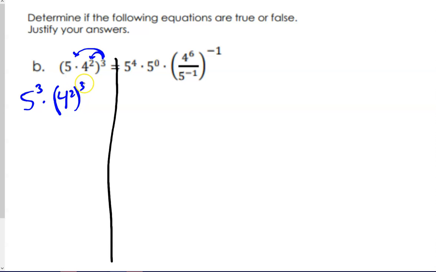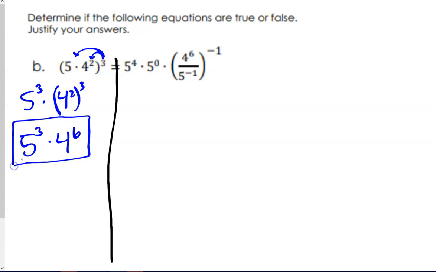This is now a power to a power, which means I'm going to get to multiply my exponents. So 5 cubed stays, but 4 squared cubed, I get to multiply 2 times 3. That becomes 4 to the power of 6. I know I'm done when I have one of each base left over, and only one exponent to each one that is not a negative. So this one is done.